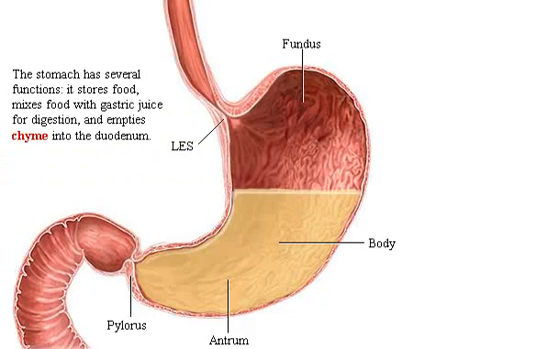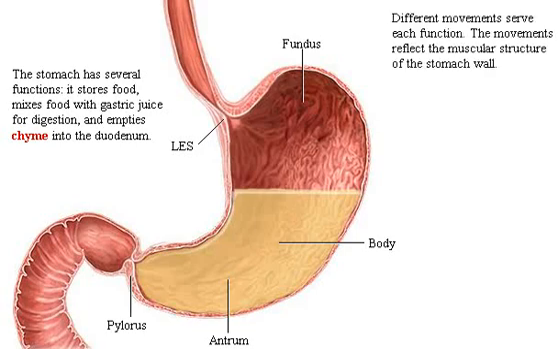The stomach has several functions. It stores food, mixes food with gastric juice for digestion, and empties chyme into the duodenum. Different movements serve each function. The movements reflect the muscular structure of the stomach wall. Click the fundus to observe accommodation of a meal.